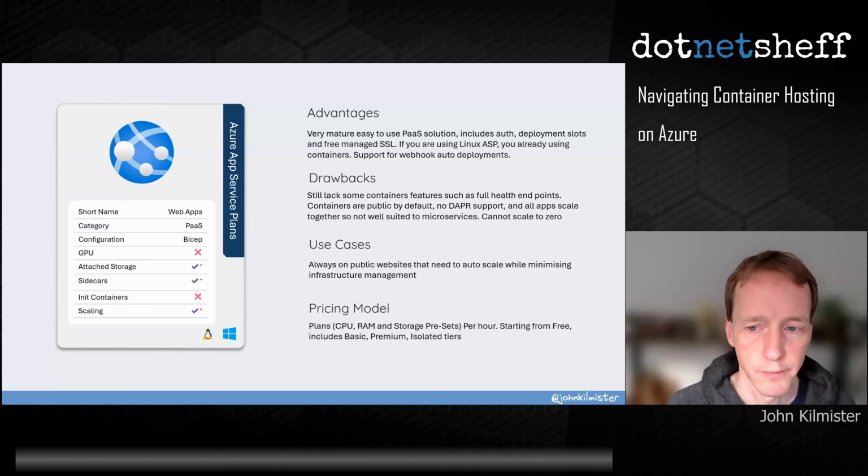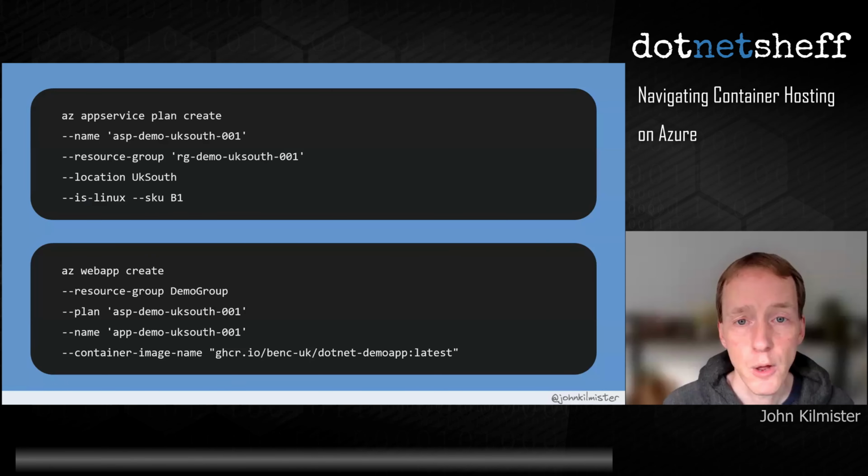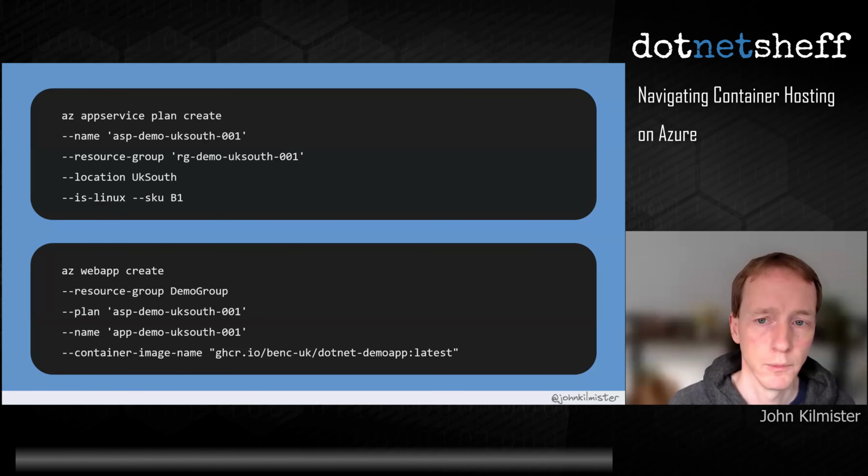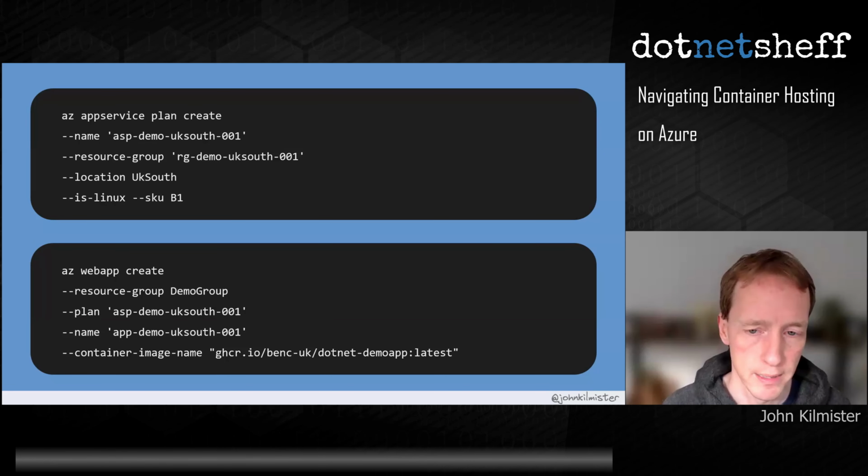And as I mentioned, the pricing for it is that you buy an app service plan, which is CPU, RAM, and some preset storage, and you pay for that on a per hour basis. If we were actually to go and create one of these, well, we have to create our app service plan first, and then you create each web app that you want to put into it.